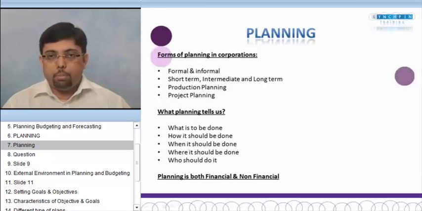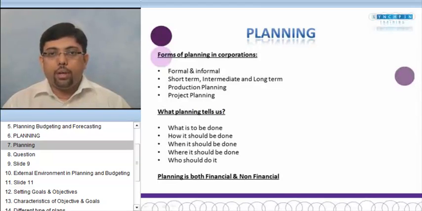Then project planning. Project planning is done for a one-off project like Dubai Metro, Burj Khalifa, or the world's tallest tower. All these are related to project planning. These are done once and are not repetitive in nature. It can be a very big project or a very small project. For example, a big project can be something like the tallest building in the world.